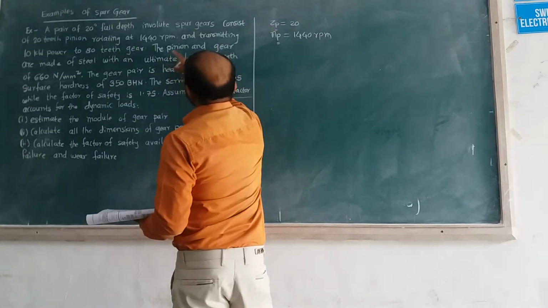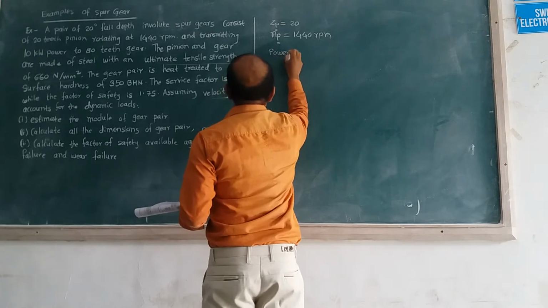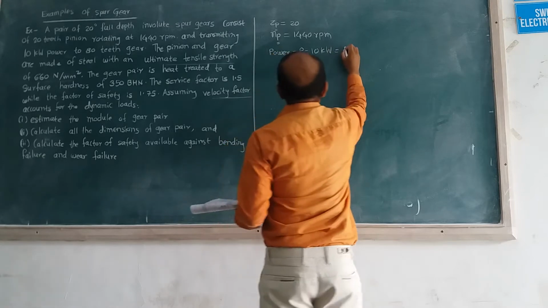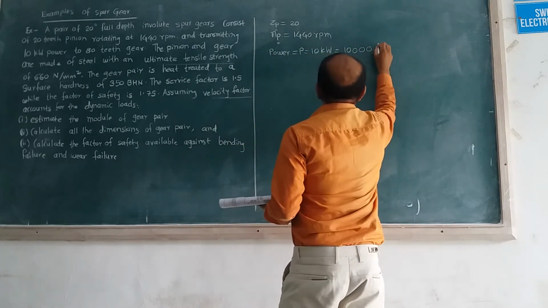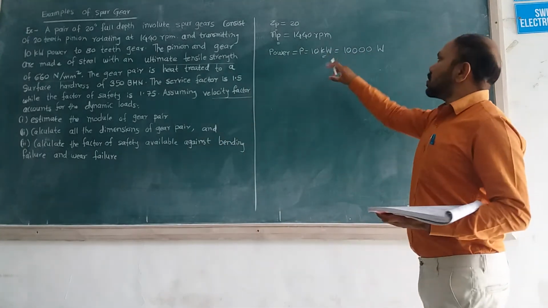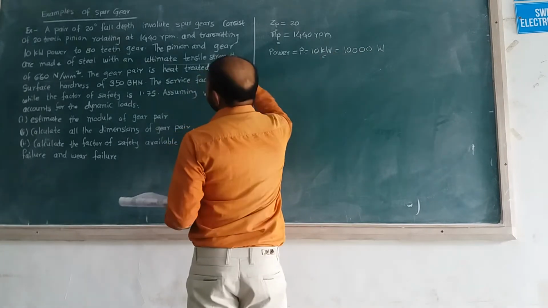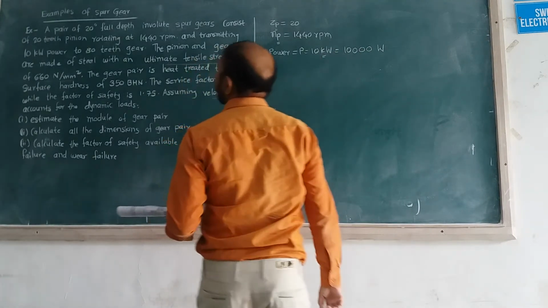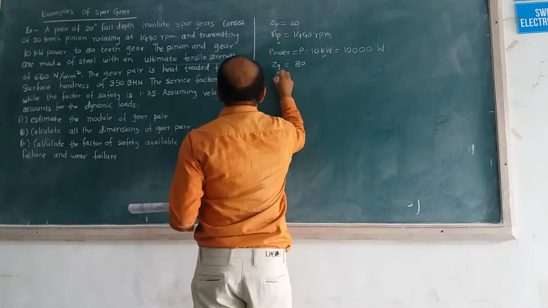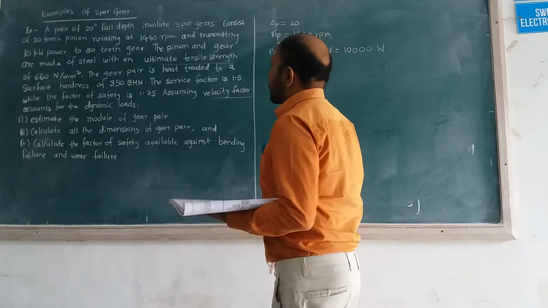Then next is 10 kilowatt power, so P is equal to 10 kilowatt. But in the formula we substitute the power in terms of watt. So 10 kilowatt, K means 1000, so 10 into 1000, that is 10,000 watts becomes the power. Next, the number of teeth on the gear, that is Zg is equal to 80. This G is written for gear or wheel.